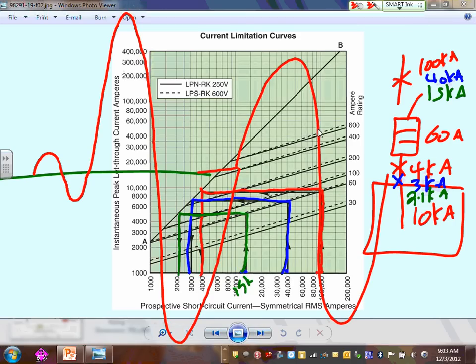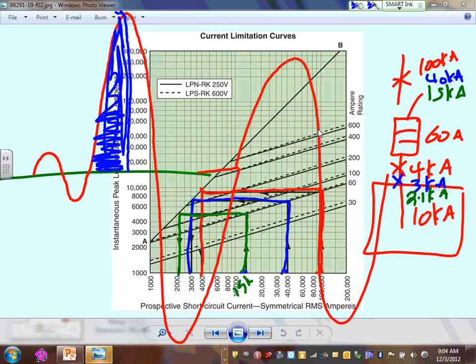This is what a short circuit looks like. Can you guys see how nice the voltage was? Then all of a sudden the current went way up. Now, if you have a current limiting fuse, it will trip within a quarter of a cycle. So the only energy that's going to get into your system is this part. That's why it limits it down to these values, a quarter of a cycle.